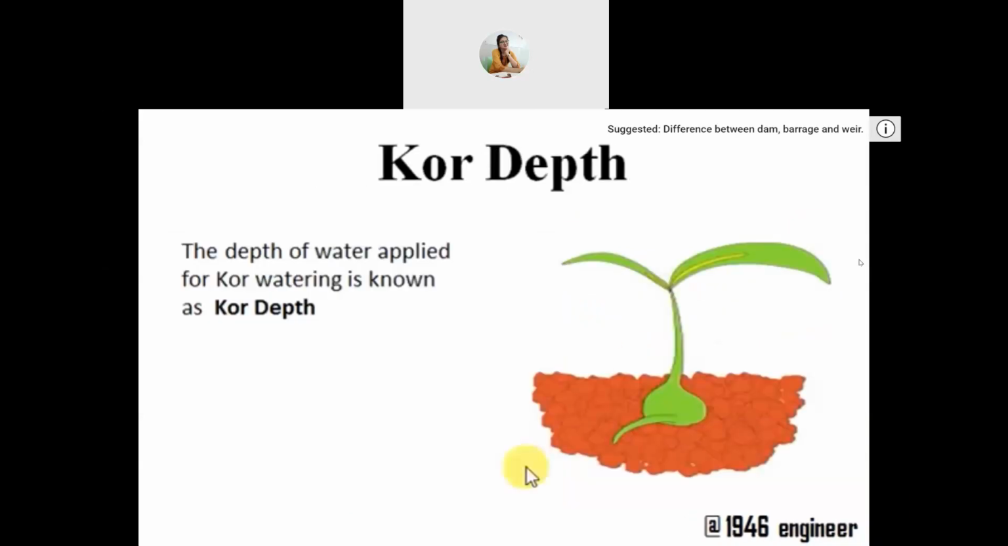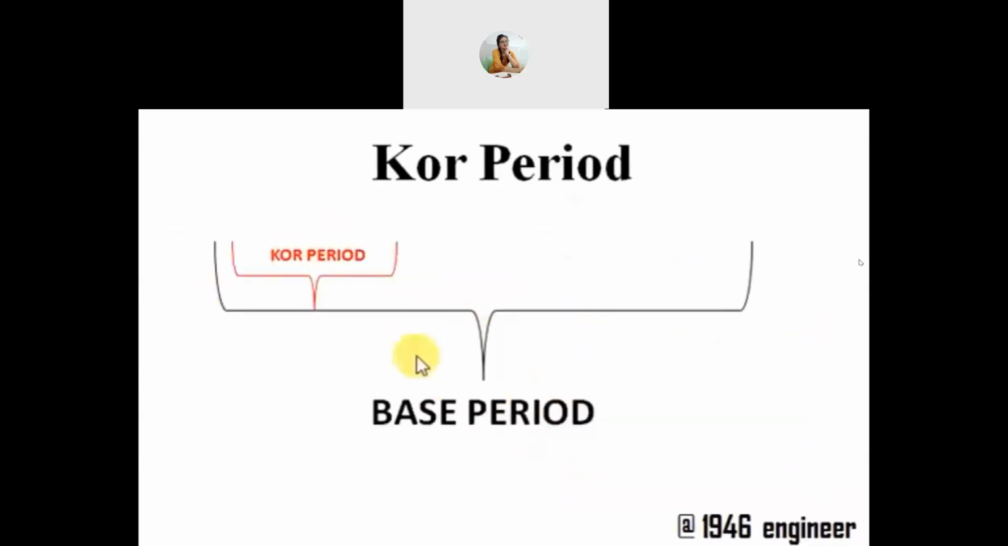Then the depth of water applied during core watering is known as core depth. And the period within the base period in which core watering is done is known as core period. I think you know about base period. Base period is nothing but the period between the first watering done to the crop and the last watering done to the crop. Such period is known as base period.